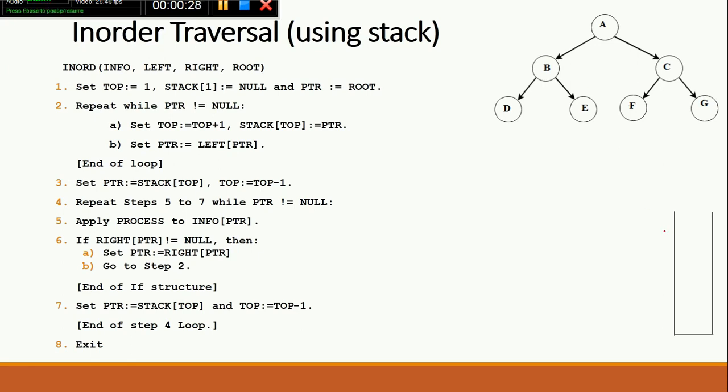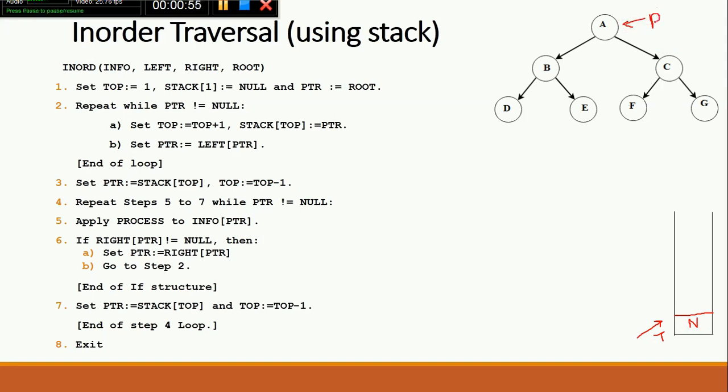Now this is the stack that we are going to use. It says, set top equal to 1. Okay, so top of p1 here, currently top is null. For top I'm marking it as a t, and stack 1 is equal to null. So it would be null here. Now ptr equal to root, so the ptr will be pointing here.